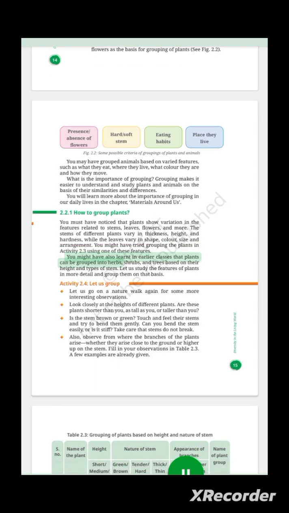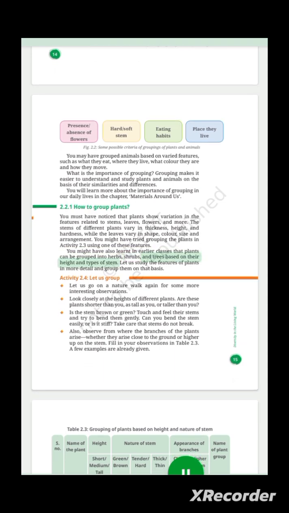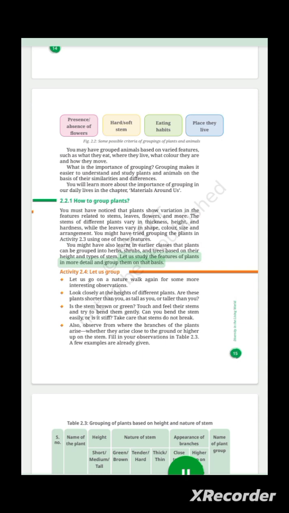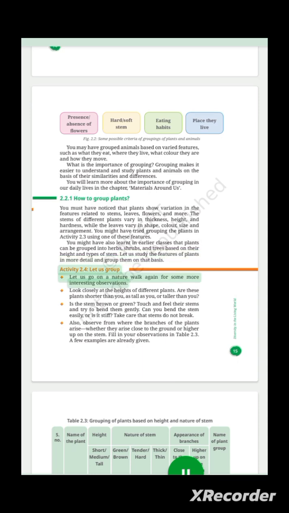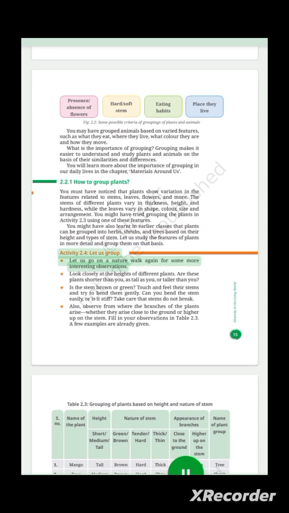You might have also learned in earlier classes that plants can be grouped into herbs, shrubs, and trees based on their height and types of stem. Let us study the features of plants in more detail and group them on that basis. Activity 2.4 Let us group. Let us go on a nature walk again for some more interesting observations.